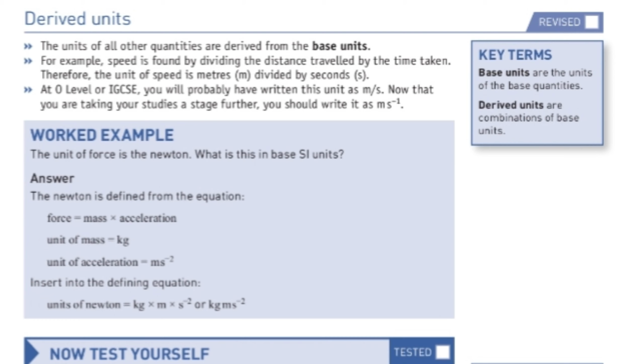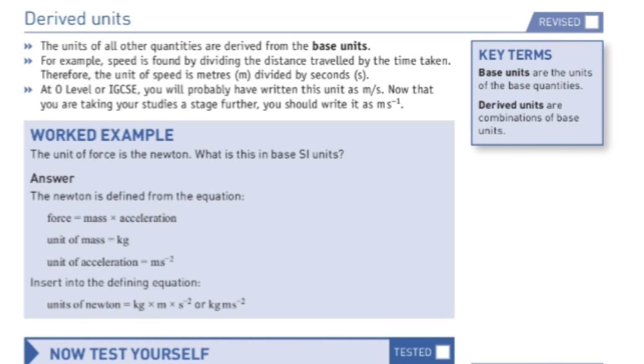Key terms. Base units are the units of the base quantities. Derived units are a combination of base units. The unit of force is Newton. What is it in base SI units? The unit Newton is equal to kg meter per second squared.